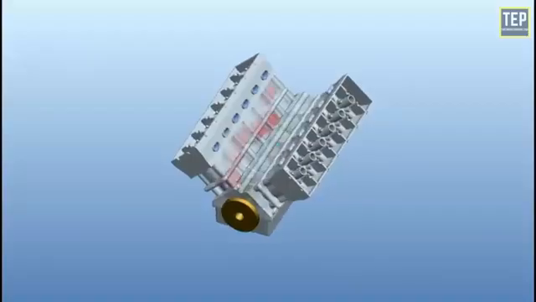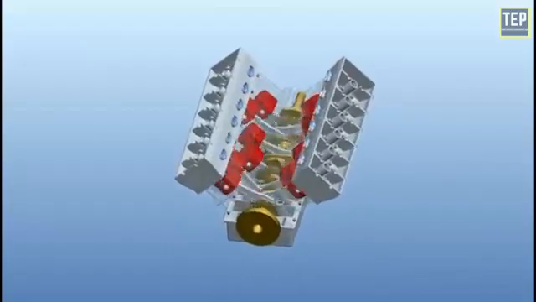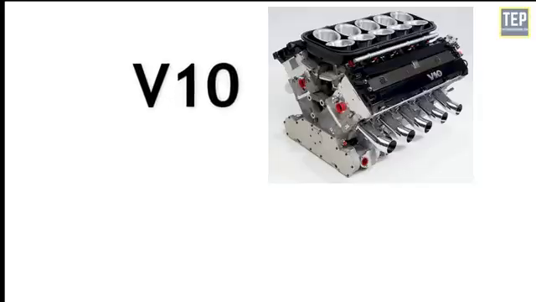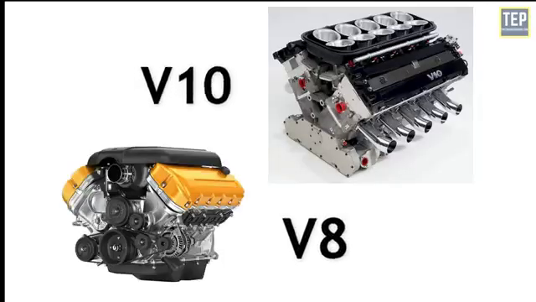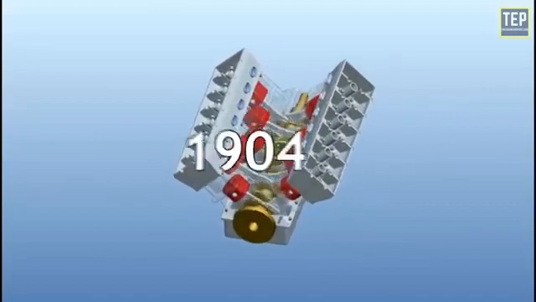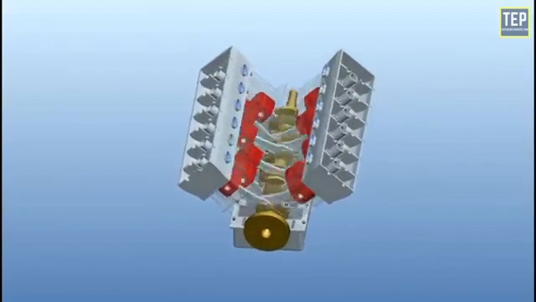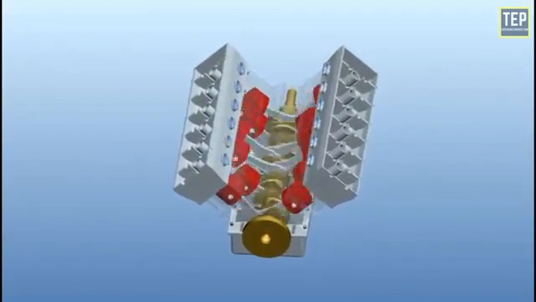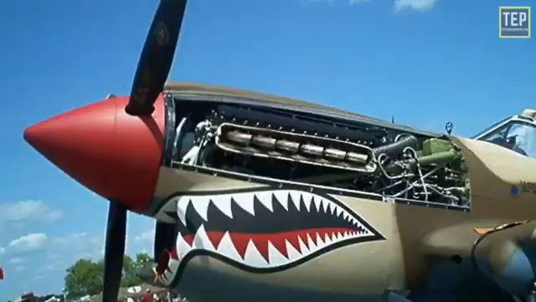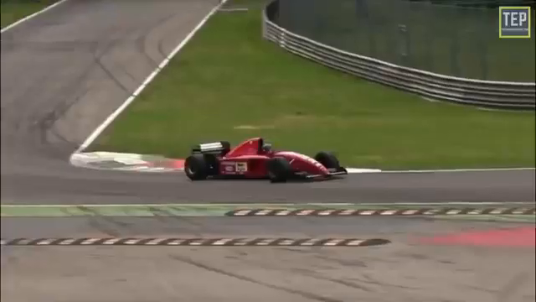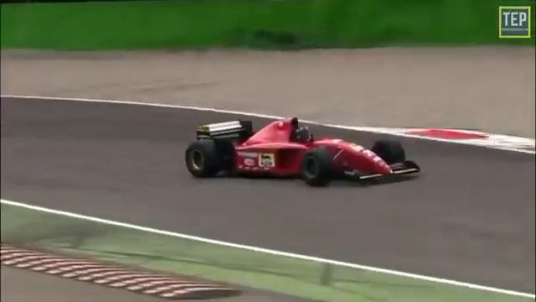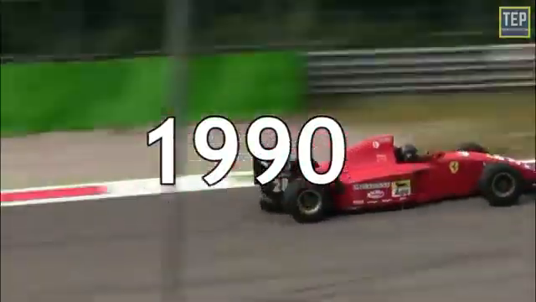A V12 engine is a 12-cylinder piston engine, and they are more common than V10 engines, and less common than V8 engines. The first V12 engine was built in 1904 for use in racing boats. Due to the balanced nature of the engine and the smooth delivery of power, V12 engines were found in early luxury automobiles, boats, aircraft, and tanks. In Formula 1 racing, V12 engines were common in the 1990s.